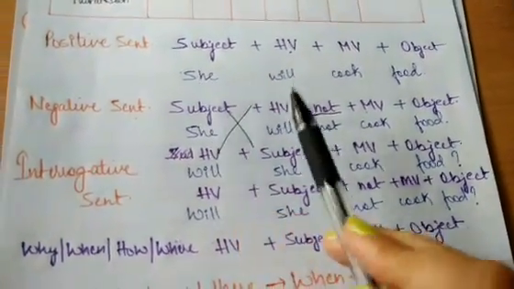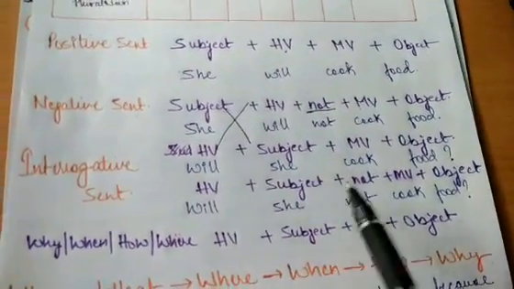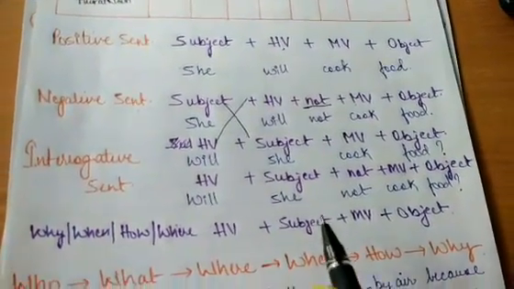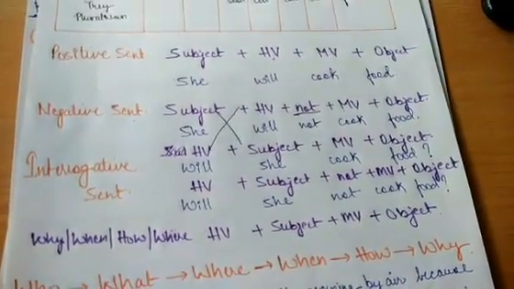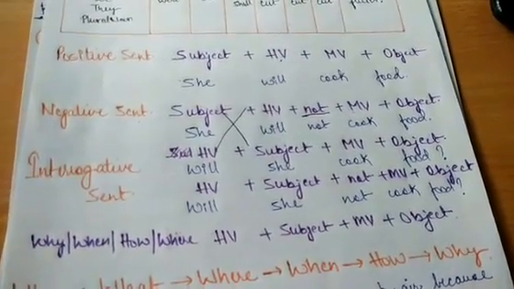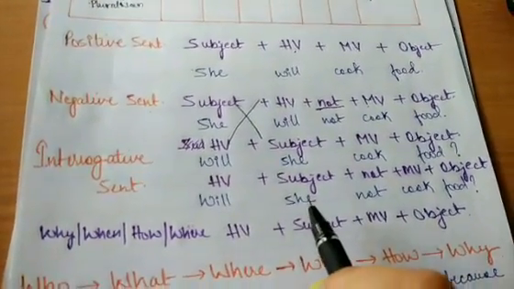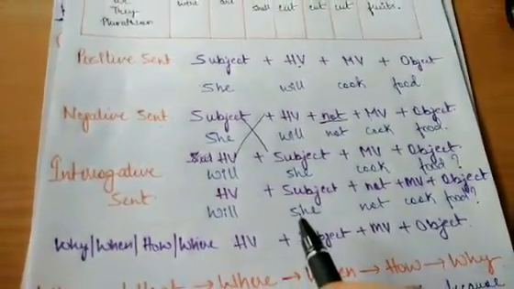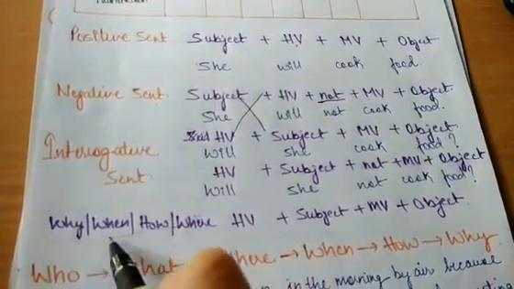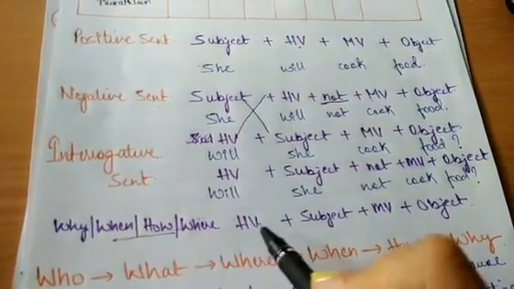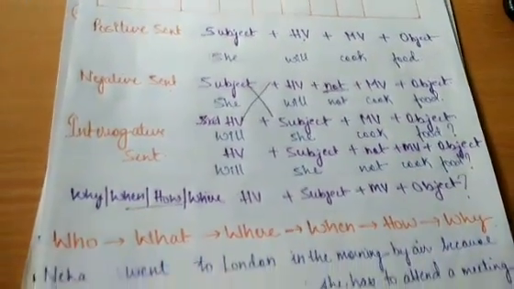The examples are: she will cook food, she will not cook food, will she cook food, will she not cook food, or when will she cook food, why will she cook food, where will she cook food, or how will she cook food. Many people form sentences like when she will come, but the sentence will be when will she come. Please remember that interrogative words are always added in the beginning and then following the structure of an interrogative sentence, at last followed by a question mark.